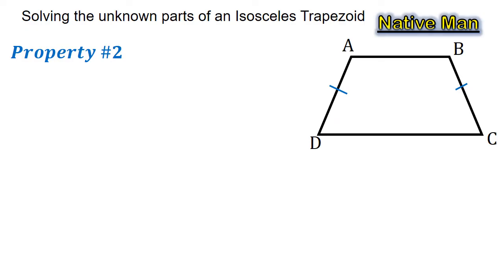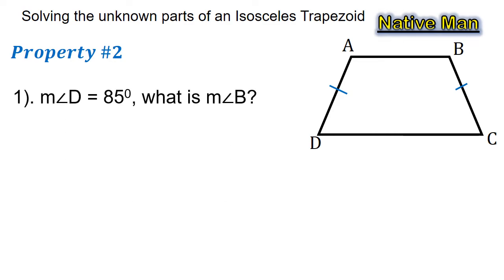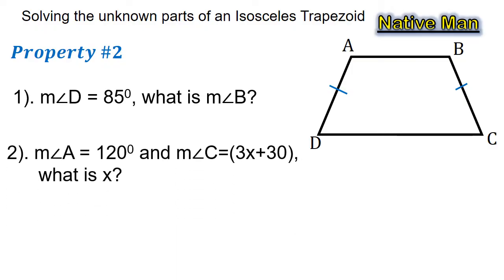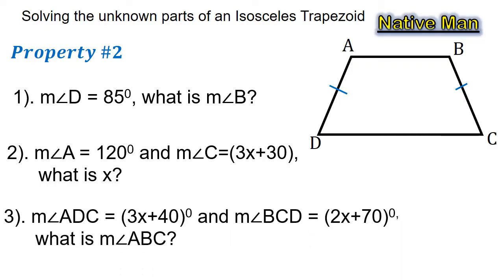Okay, so here are the questions that we're going to answer using property 2. So in the given figure, number 1, angle D is equal to 85 degrees. What is the measurement of angle B? Number 2, angle A is equal to 120 degrees and the measure of angle C is equal to 3x plus 30 degrees. What is x? And number 3, measurement of angle ADC is equal to 3x plus 40 degrees and the measure of angle BCD is equal to 2x plus 70 degrees. What is the measurement of angle ABC?